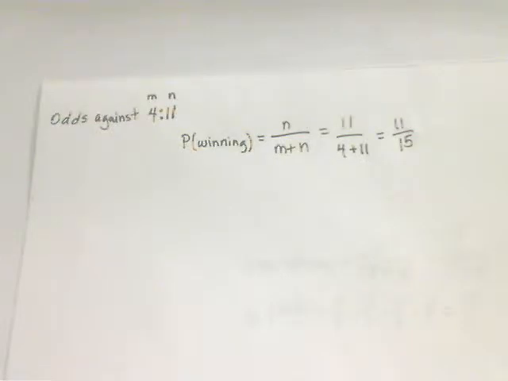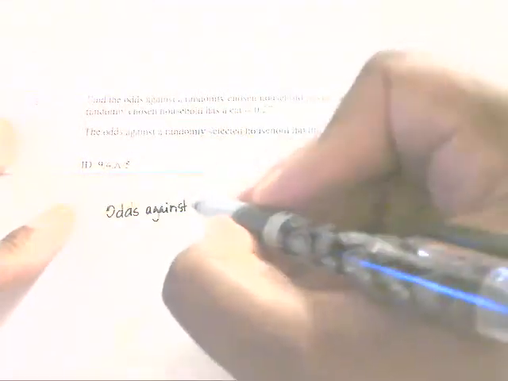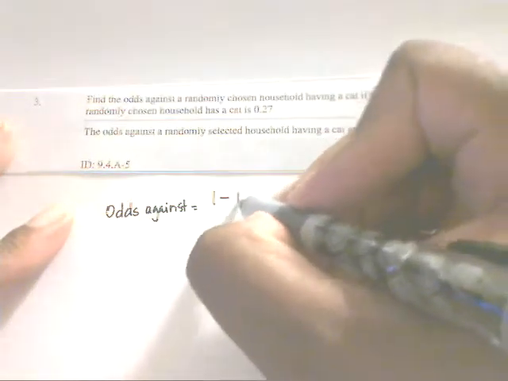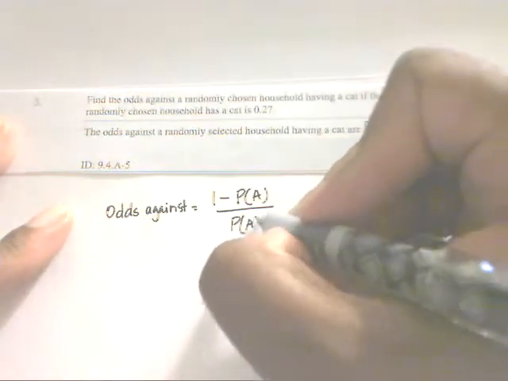All right, number 3. Find the odds against a randomly chosen household having a cat if the probability of the event that a randomly chosen household has a cat is 0.27. Okay, so here we're looking for the odds against. And that's always going to be 1 minus the probability of event A divided by the probability of event A.